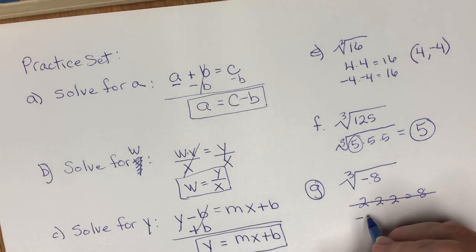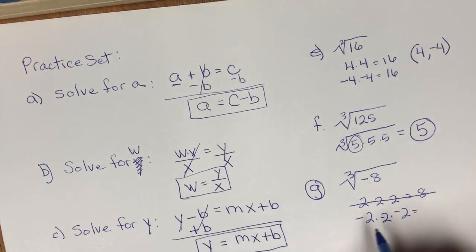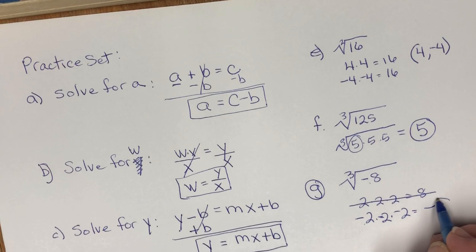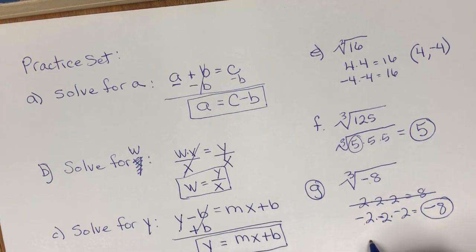But what if we said negative 2 times negative 2 times negative 2? Well, negative 2 times negative 2 is positive 4. Positive 4 times negative 2 is negative 8. And that is our answer. So in this case, the cubed root of negative 8 is negative 2.